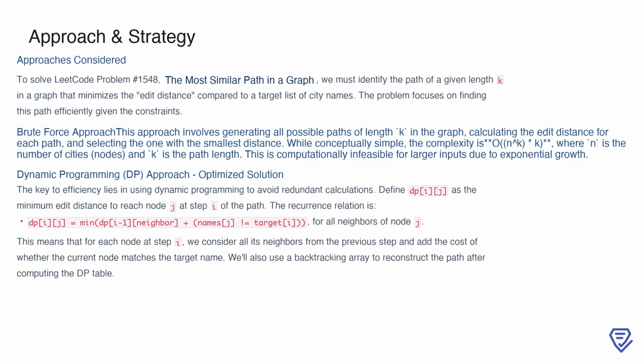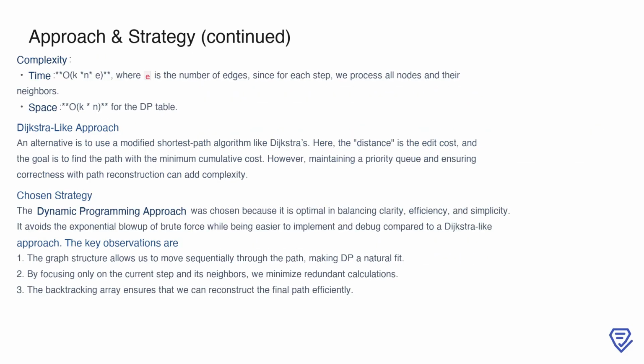This avoids recomputation by building on previously calculated results. Additionally, a backtracking array allows us to reconstruct the actual path after filling in the DP table. The dynamic programming solution offers significant improvements in efficiency and scalability. The time complexity is O(k*n*e), where e is the number of edges in the graph.